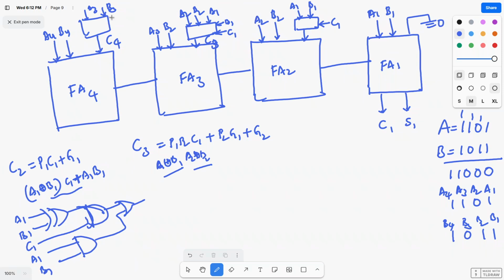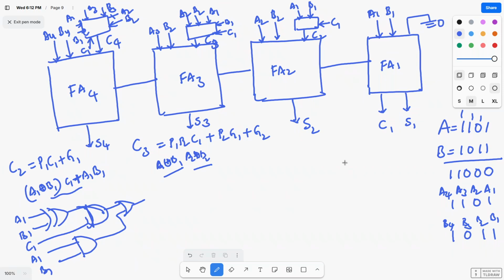A1, B1, C1. A2, B2, C2. Next inputs are A1, B1, C1. Here you are getting the sum. What is the sum? S2, S3, and next S4. C2 I calculated here, and I got C3 here, C4 here.